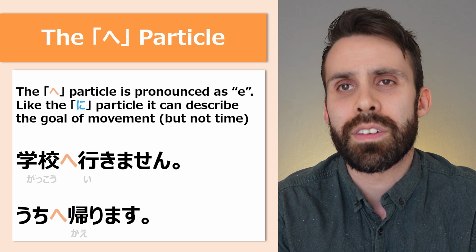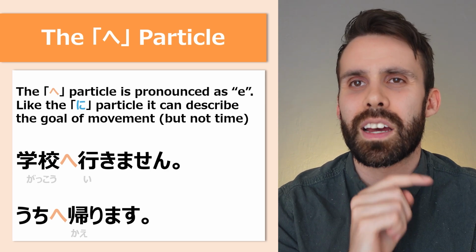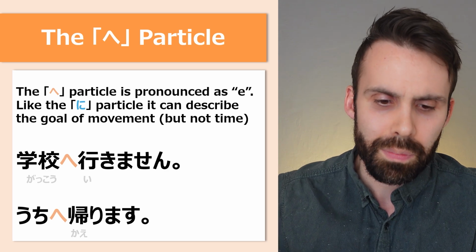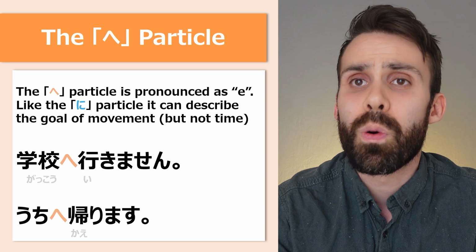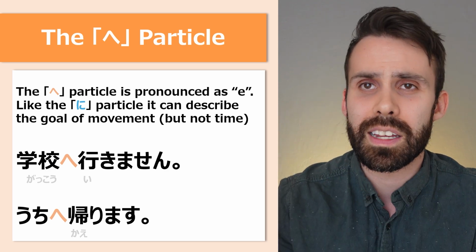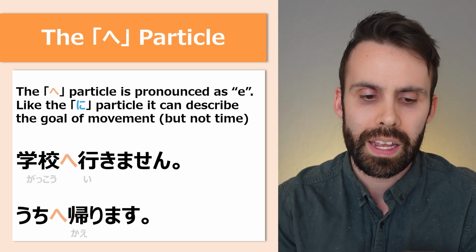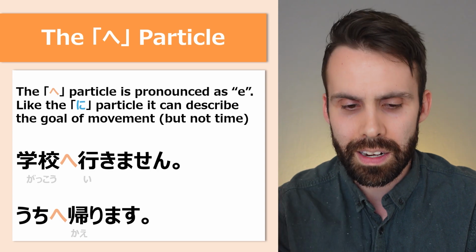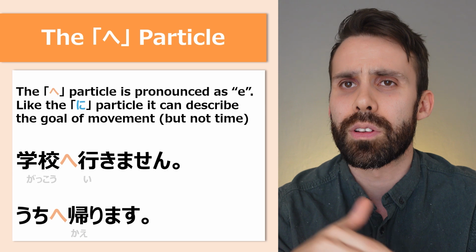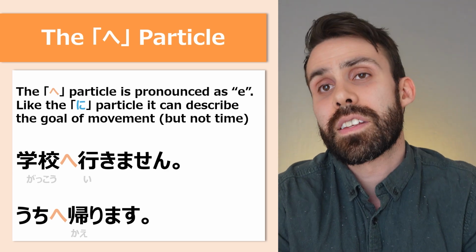And lastly, we have the e particle, and you'll notice that this is written as the hiragana for he, but it's pronounced as e. And like the ni particle, it can describe the goal of movement, but not time. So we can't say 10時へ. So it's 10時に, so at 10 o'clock. So 学校へ行きません. I don't go to school. 家へ帰ります. I return home. And in some sense, this is a matter of preference.